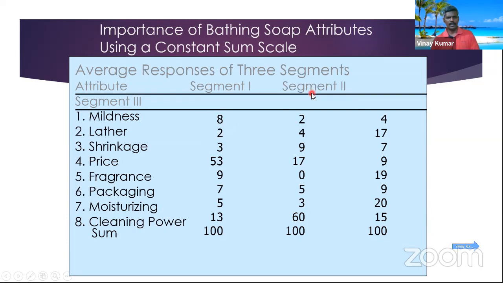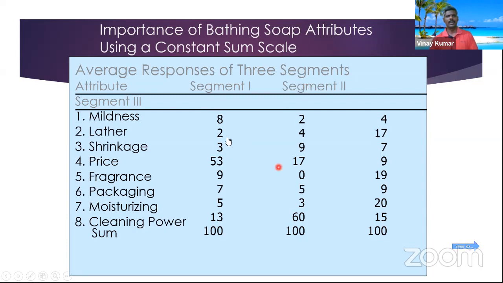And then you have in the second segment, the highest point is given to the 60. So cleaning power. So what is the cleaning power of the detergent that has been taken for research here? The lowest is 0. So fragrance. So here, in the second segment, customers are not worried about fragrance, but they are more worried about cleaning power of the detergent. Whereas in the first segment, the customers are more worried about the price. So they are the price sensitive segment. Then you have the third segment. The highest number is given here to moisturizing. So the customers are more preferring moisturizing here. The least is given to mildness.